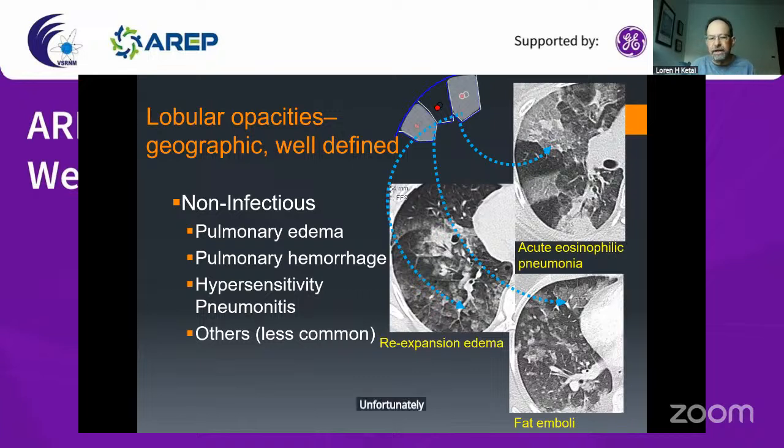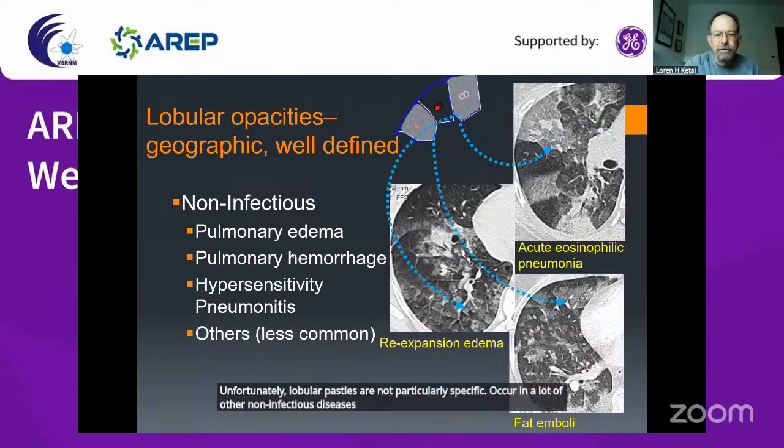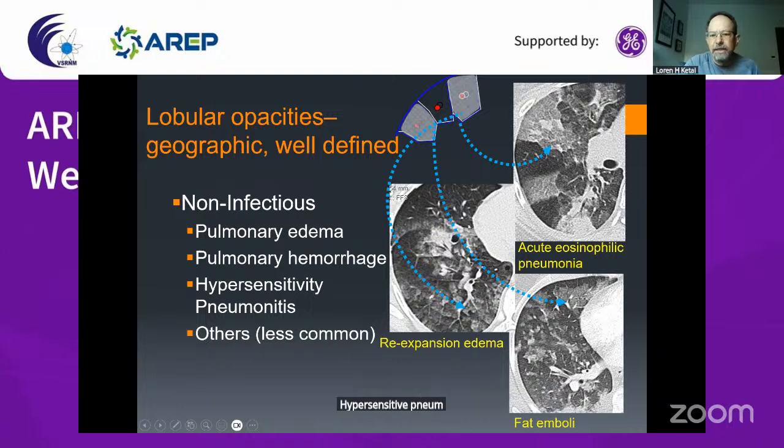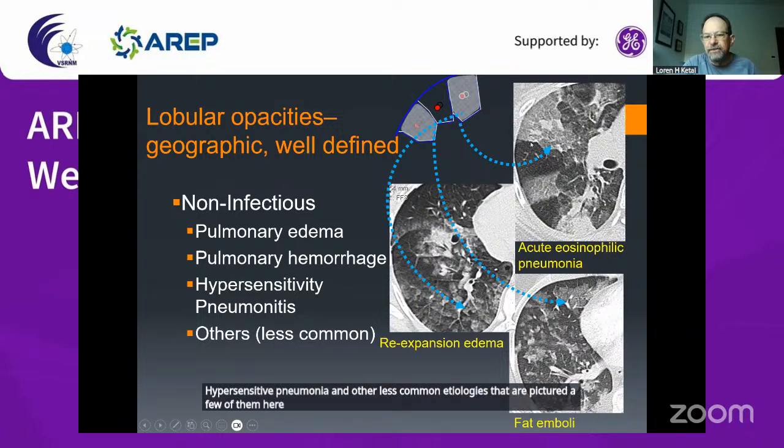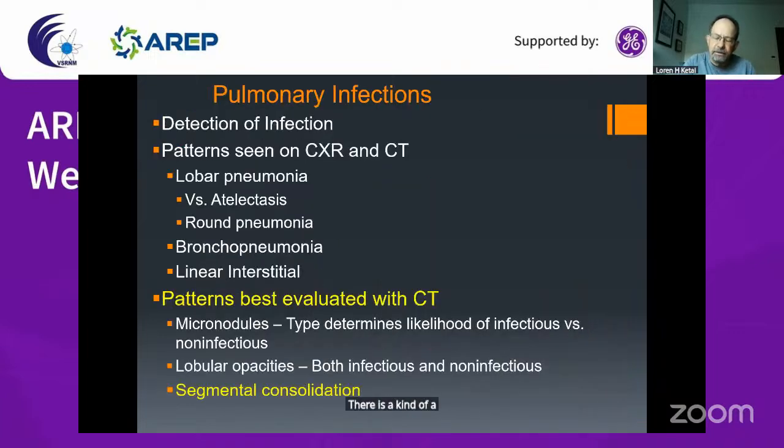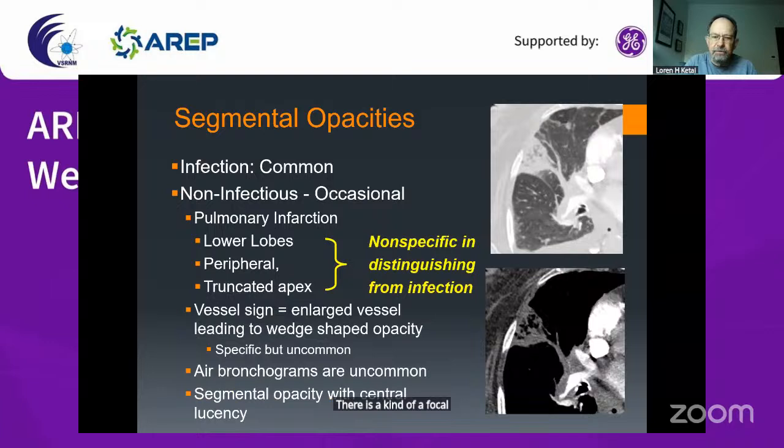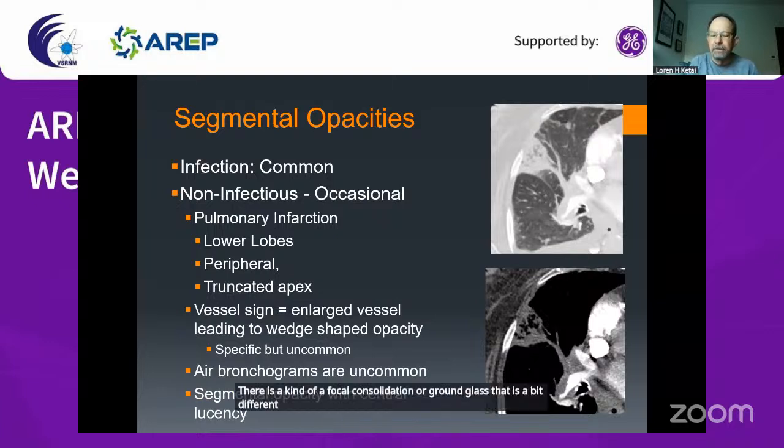Unfortunately, lobular opacities are not particularly specific and occur in a lot of other non-infectious diseases, most commonly hemorrhage and edema, hypersensitivity pneumonia, and other less common etiologies. I've pictured a few of them here, all of them showing these nice geographic, well-defined borders of the ground glass or consolidation. There is a kind of focal consolidation or ground glass that is a bit different that we should talk about, though, and that is our segmental opacities.